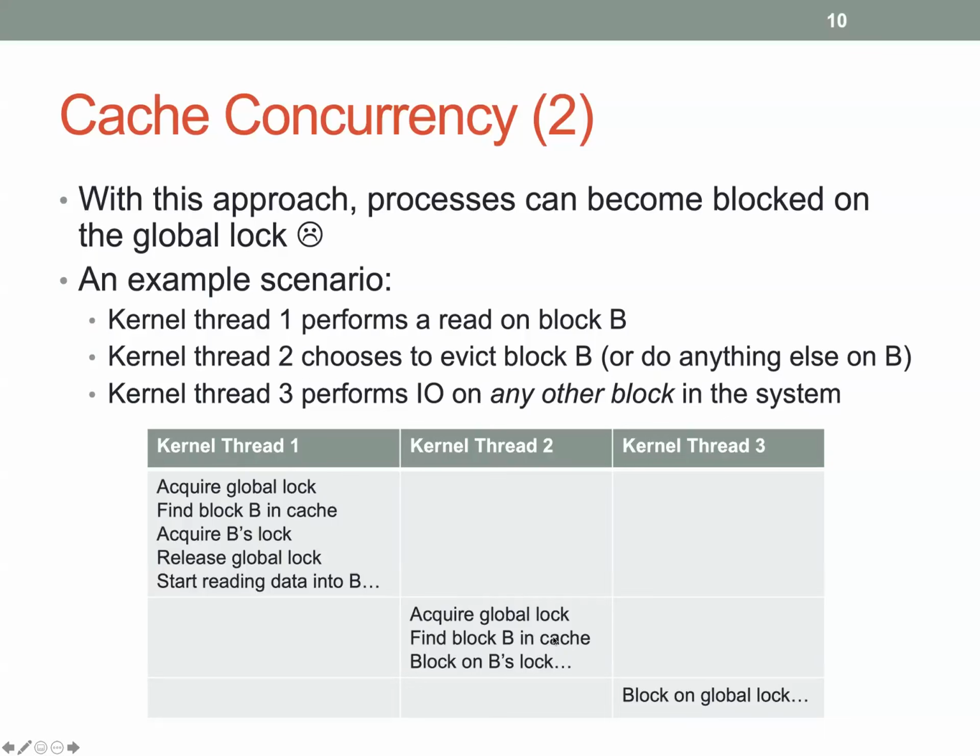So kernel thread 2 acquires the global lock. It's going to find block B in the cache, and then it will block on block B's lock. And so it's waiting for kernel thread 1 to finish its long-running operation. But it still holds the global lock. And so kernel thread 3 comes along, and it wants to do anything else with the file system.